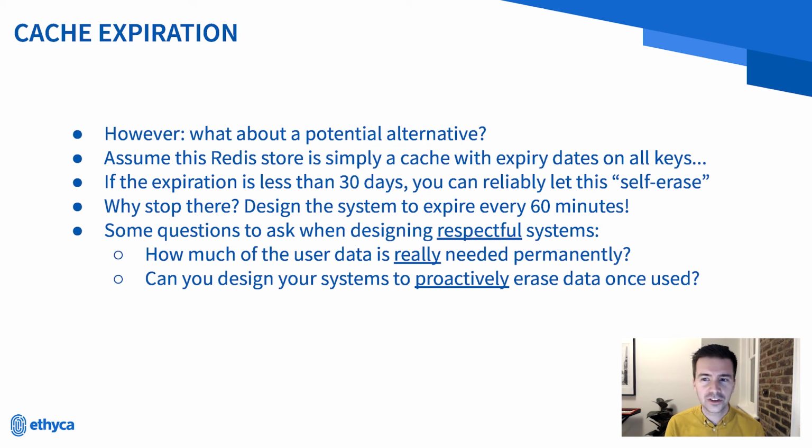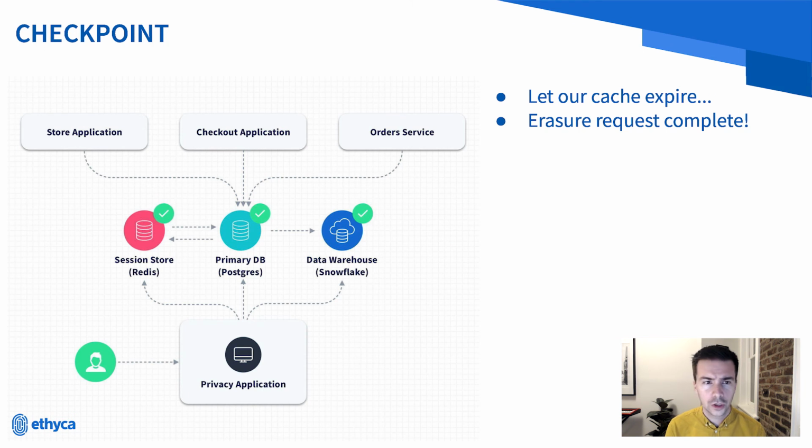This kind of thing is starting to demonstrate what I mean by respectful systems. If you go ahead and take a proactive approach to data privacy from the start, you can dramatically reduce the complexity of erasure later on. So a few questions to ask yourself in the design phase include things like, how much user data is really needed to be persisted? Could you, for example, temporarily collect the user's address for shipping purposes and then forget it as soon as that order is placed?